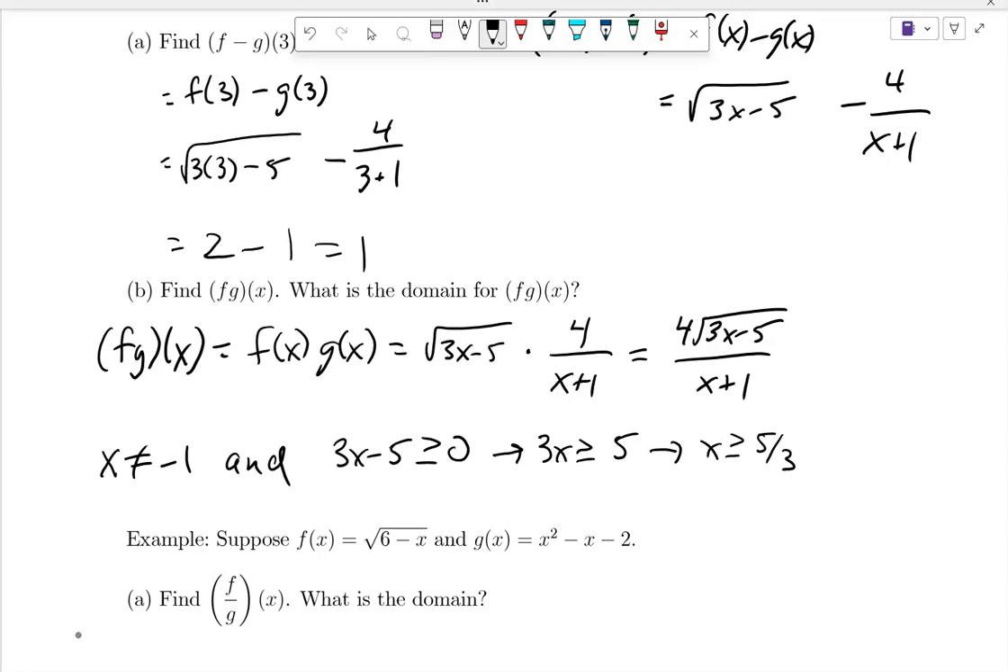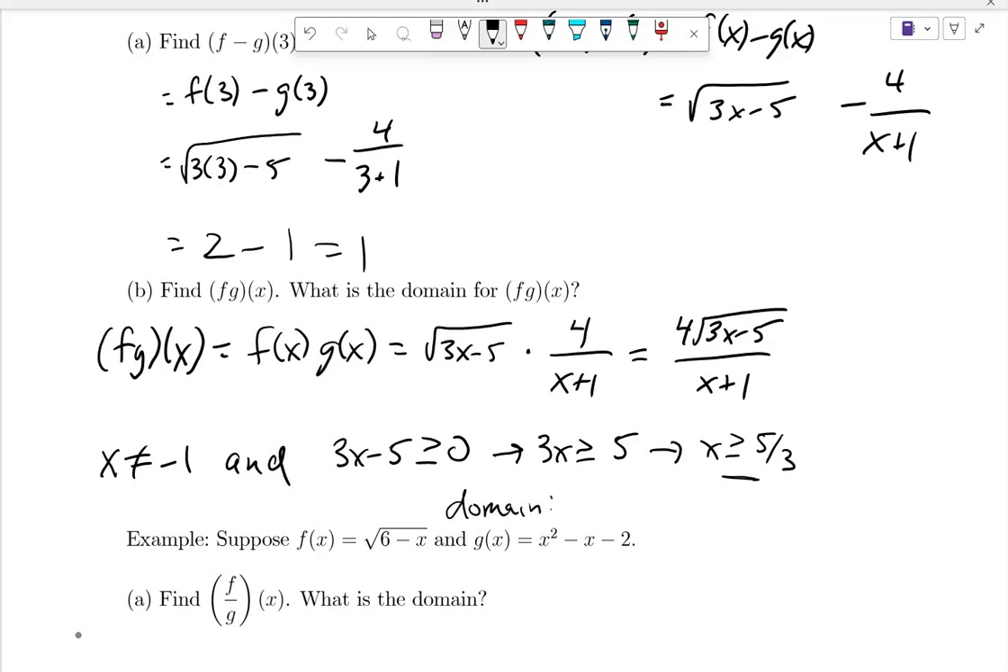Now, is -1 greater than or equal to 5/3? No, it's less, right? So I don't need to worry about the -1 in this case because it doesn't satisfy this one, right? So what's your domain going to be in this case?